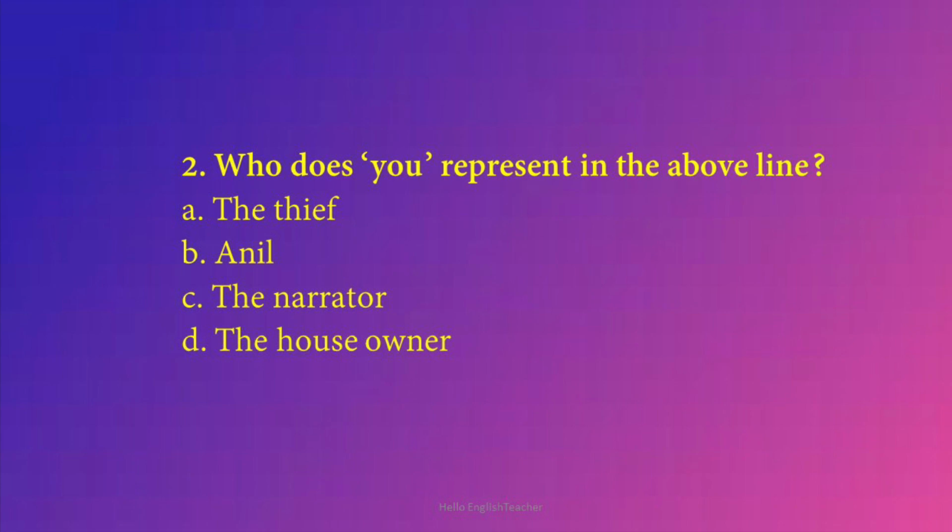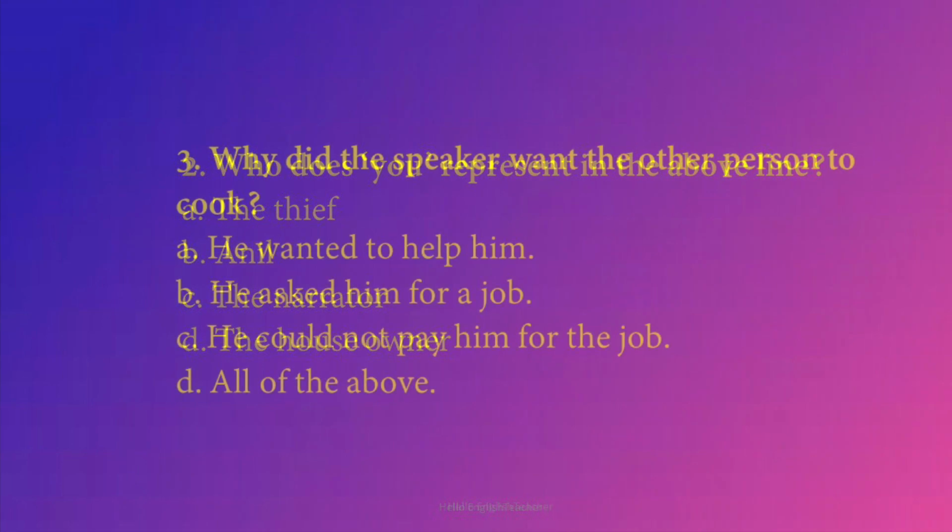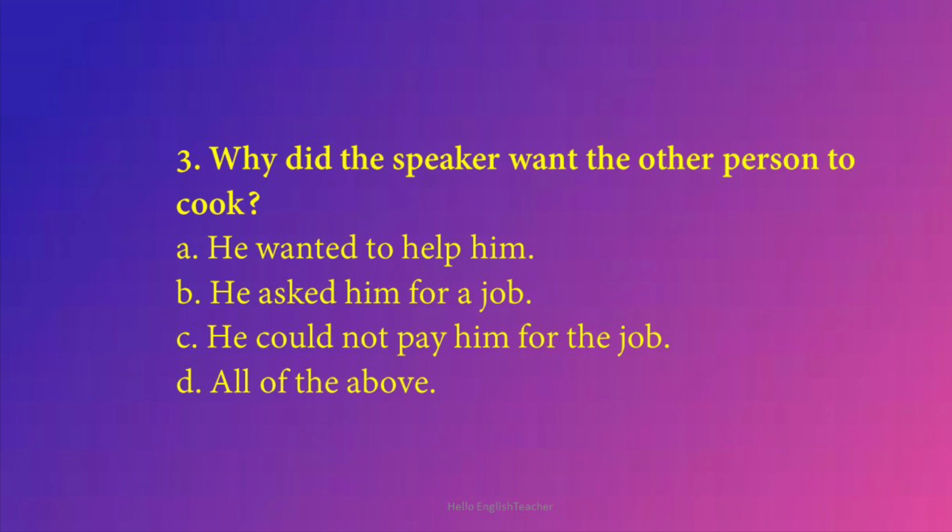So, now let us look at the third question. Why did the speaker want the other person to cook? He wanted to help him. He asked him for a job. He could not pay him for the job. All of the above. So, the answer is all of the above. The speaker, that is Anil, wanted the thief to cook for him because he didn't know that he was a thief, but then he wanted to help him and he had also asked him for a job and he could not pay him for the job. So, that is why he said, if you cook, I can feed you. So, answer is all of the above.